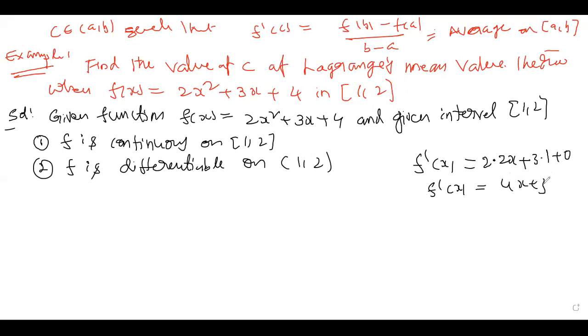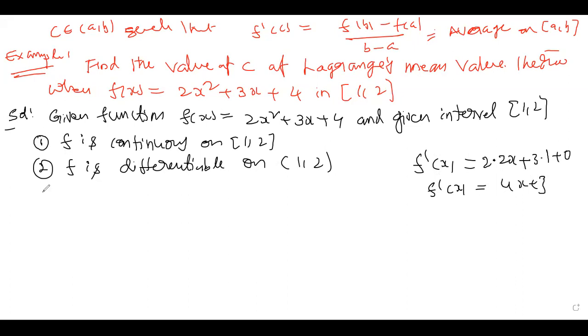Therefore, f is differentiable, and its derivative is 4x plus 3. One more condition: every differentiable function is continuous. Therefore, f is continuous. This is the conclusion of these 2 points. Why it is continuous and why it is differentiable, I clearly explained here. You can see.